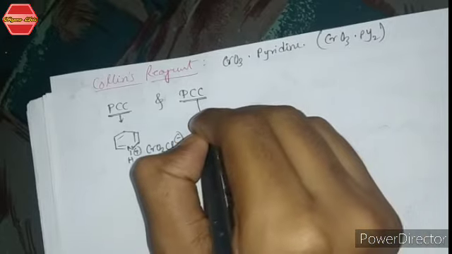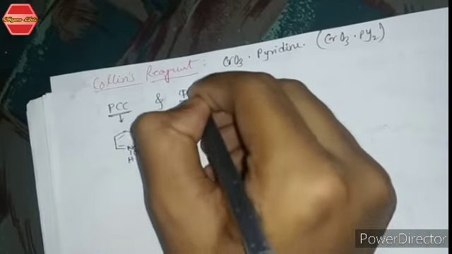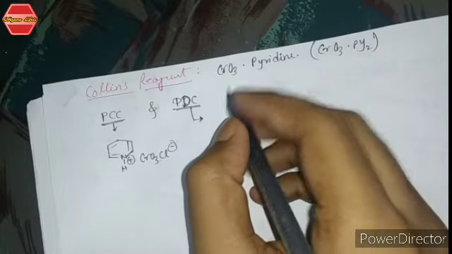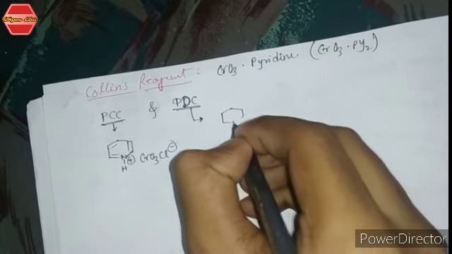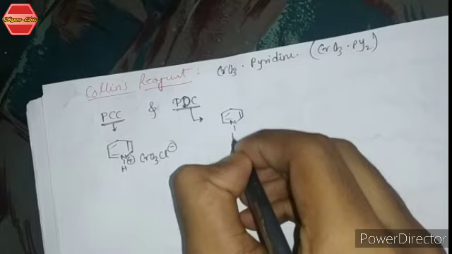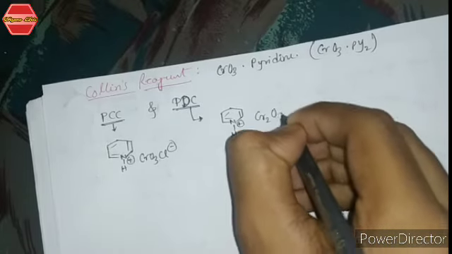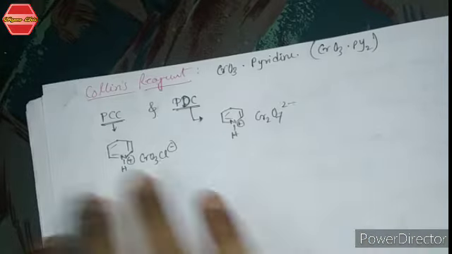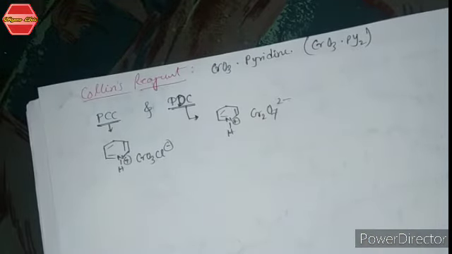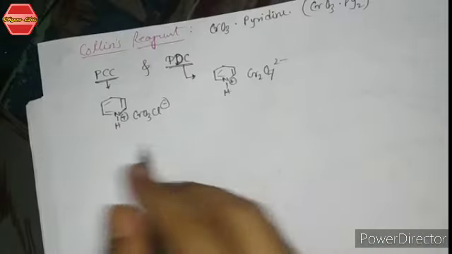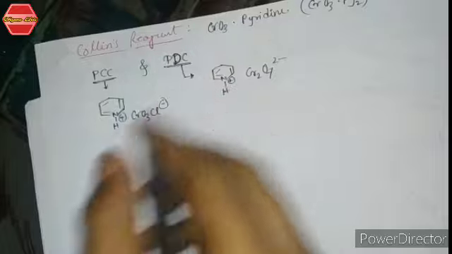So this is how the overall PCC looks, and here is PDC. PDC is pyridinium dichromate. This is your pyridinium salt here, and Cr2O7 like this is your dichromate part. So these are two different types of reagent, and let's have a look at how the overall reaction works, how these reagents work.